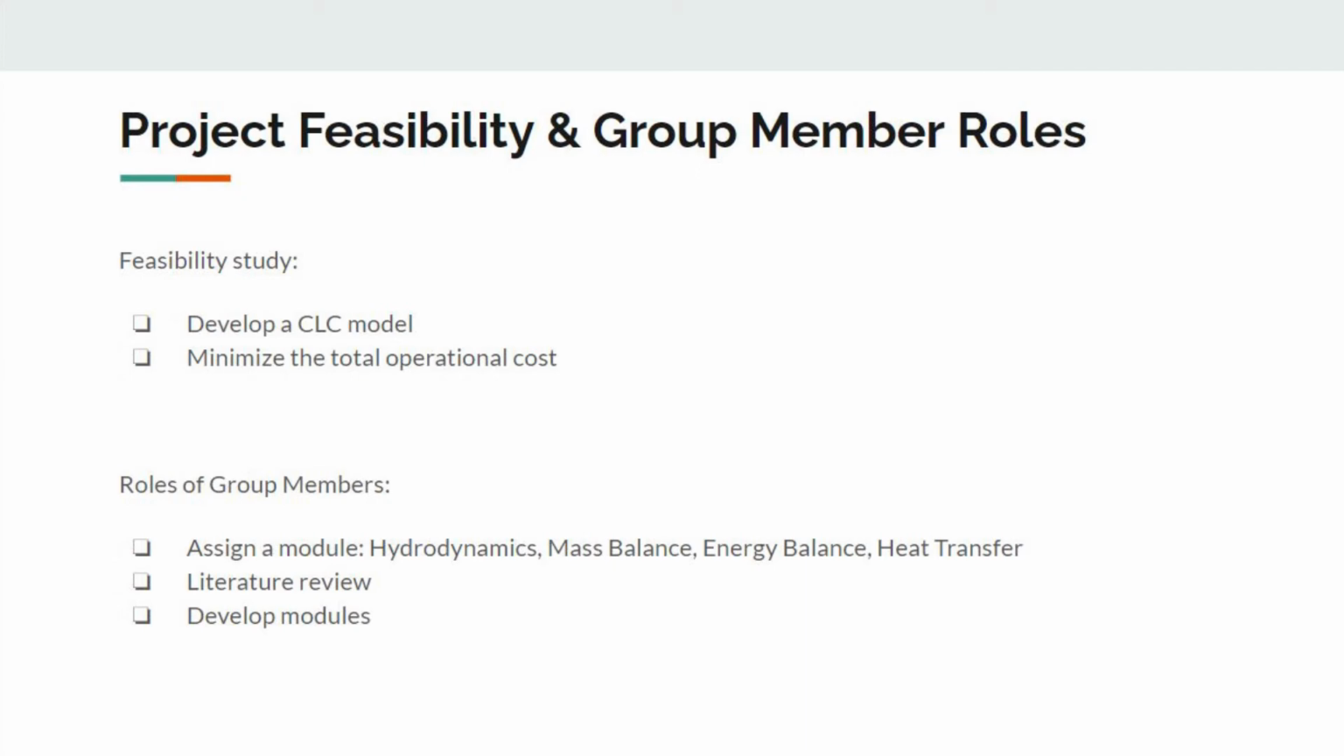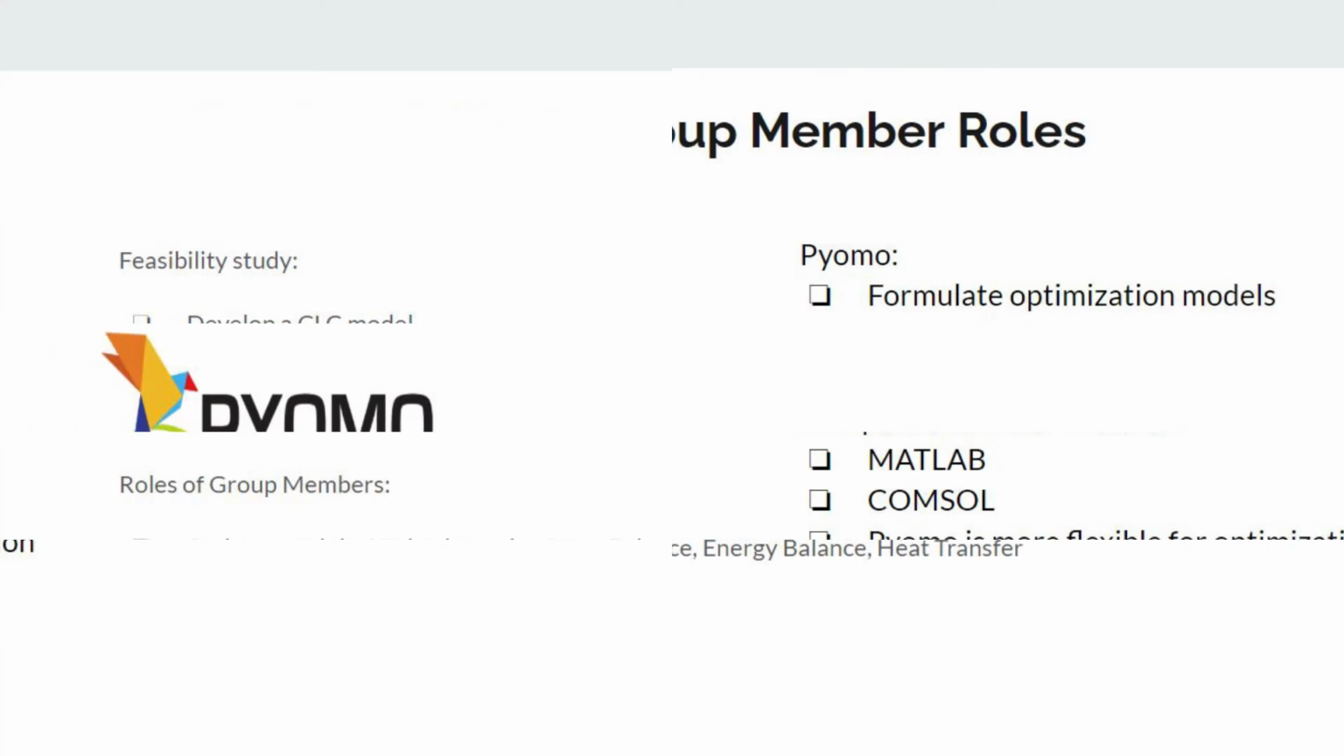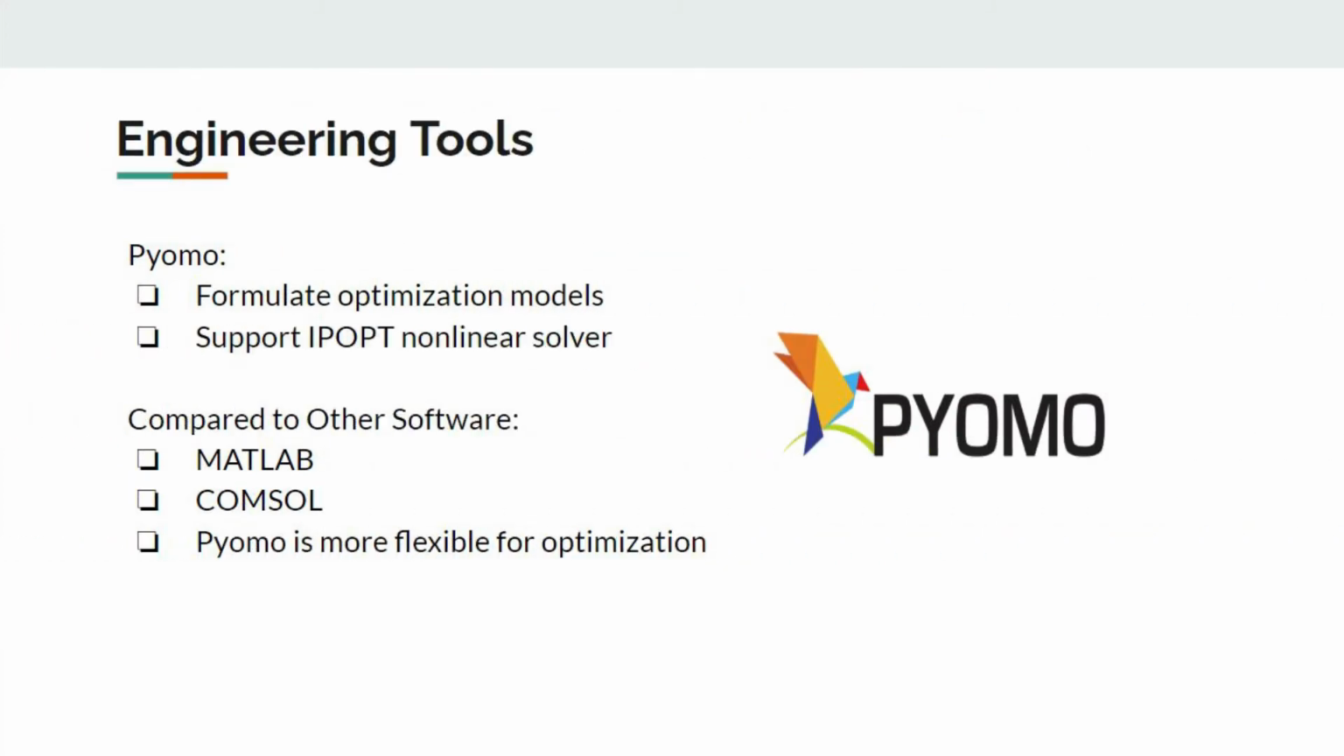To do so, each group member is assigned a module within the model: hydrodynamics, mass balance, energy balance, and heat transfer. The members will conduct literature review and develop their respective modules. The engineering tool used for the model is the Pyomo library in Python. Pyomo is a software package that is used to formulate optimization models. It supports the IPOPT nonlinear solver that can solve the complex phenomena in the CLC system.